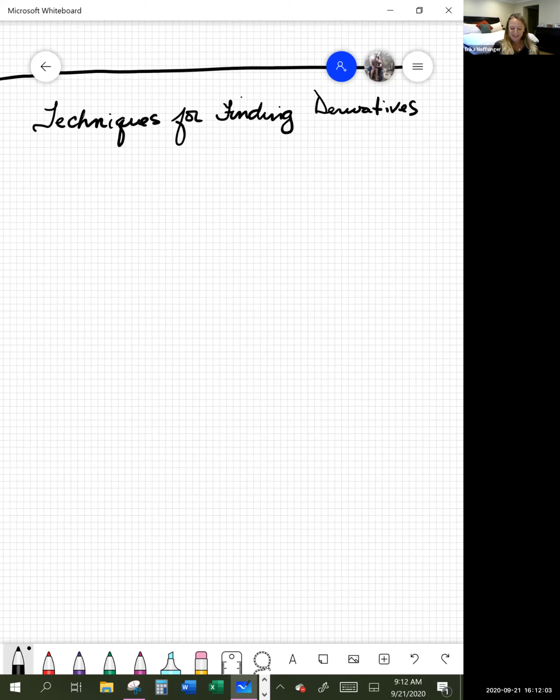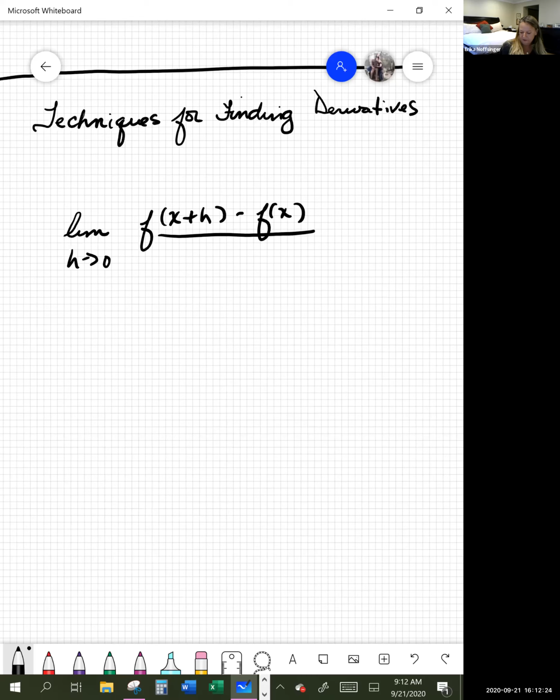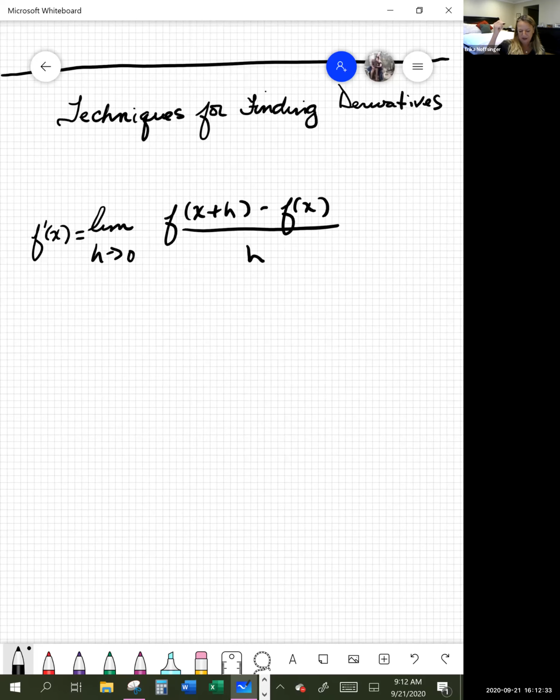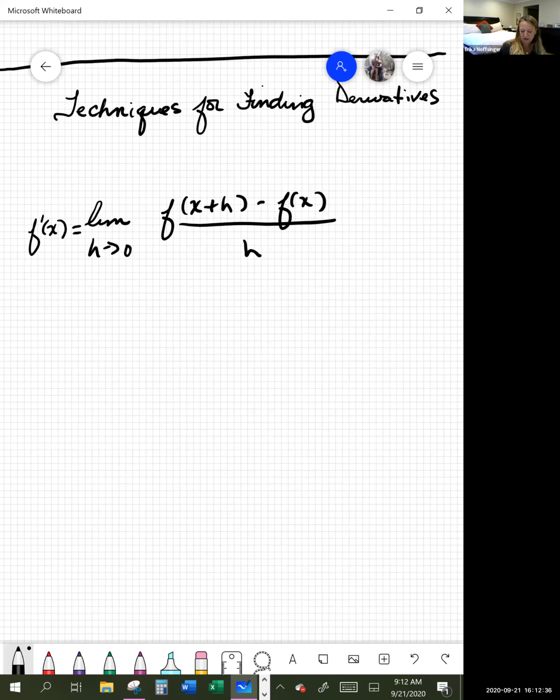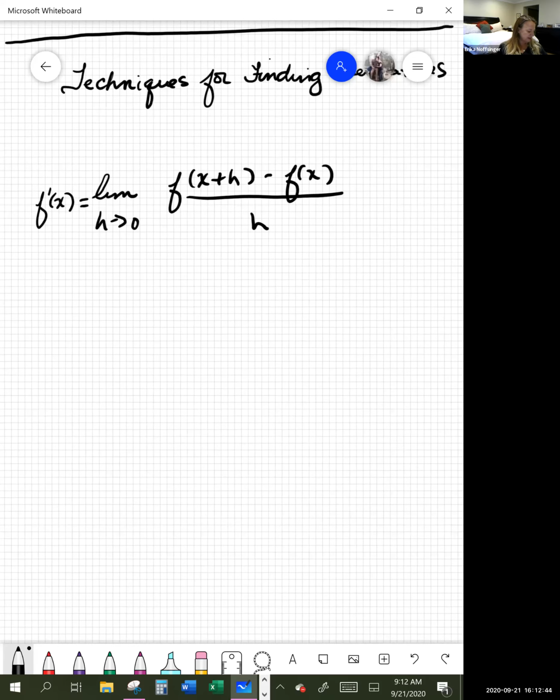So now we're getting into techniques for finding derivatives. So far, we've looked at the formal definition, the limit as h approaches 0 of f of x plus h minus f of x, all over h. This was equal to the derivative of f, which we denoted f prime of x. So this would give us the derivative of a function if it was differentiable.